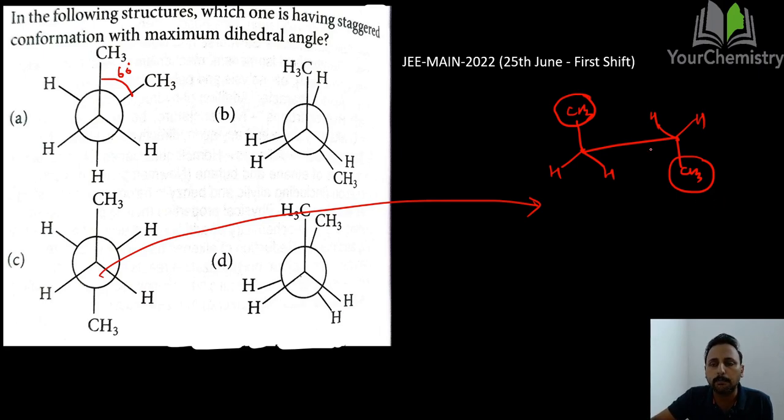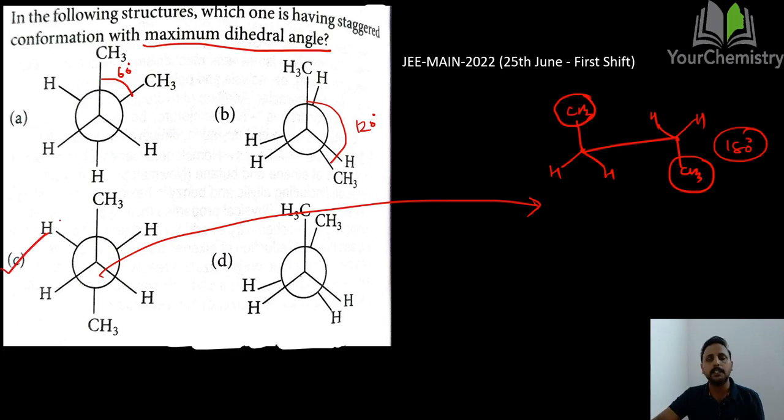Able to understand? So the maximum angle you can get here is 180 degrees, because they are opposite, in the anti-conformation. Here it is 60 degrees, but here it is about 120 degrees. Here it is 0 degrees because they are in the eclipsed form. So in this way you can conclude the maximum dihedral angle is for option C. I hope it is clear.